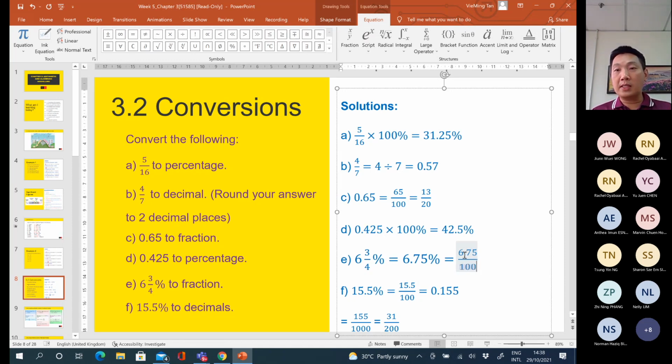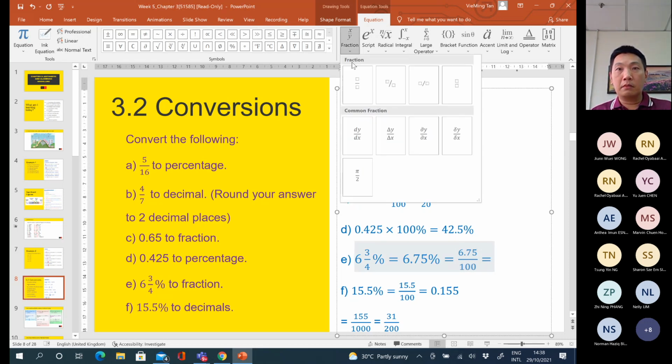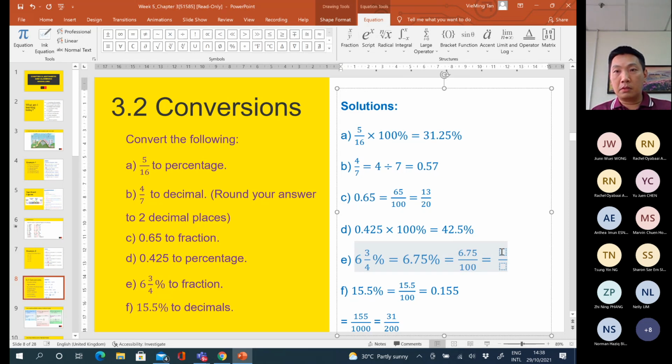But because we don't want decimal number, for the numerator we can move the decimal point 2 times to the right hand side. That means we move the decimal point after the 5. So this would be 675.